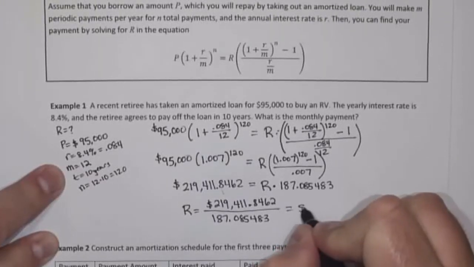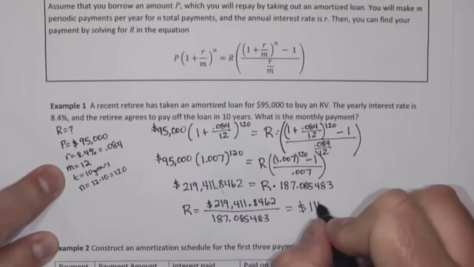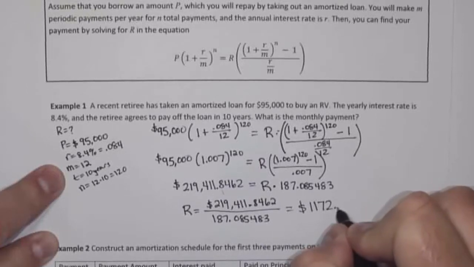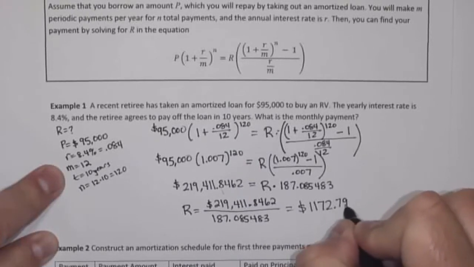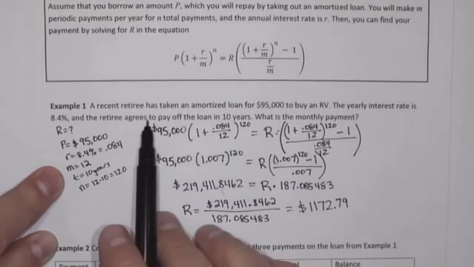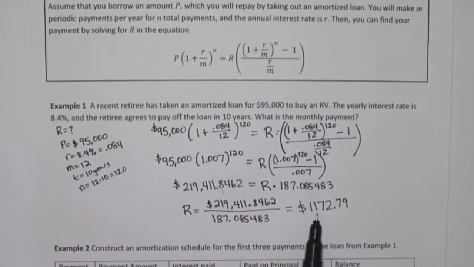So that's going to equal $1,172.79. So this retiree will have to pay $1,172.79 each month for the next 10 years to be able to pay off the $95,000 loan for the RV.